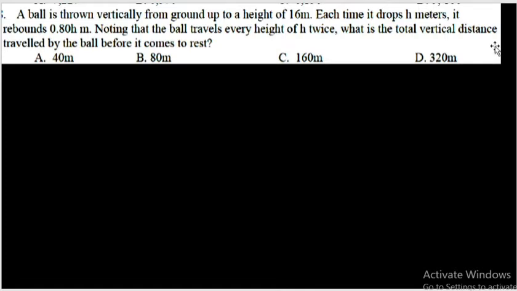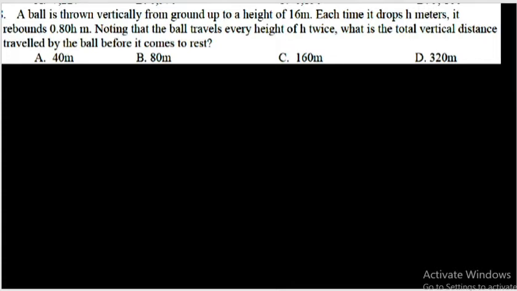So the first question: a ball is thrown vertically from the ground up to a height of 16 meters. Each time it drops h meters, it rebounds 0.8h meters. Noting that the ball travels every height of h twice, what is the total vertical distance traveled by the ball before it comes to rest?